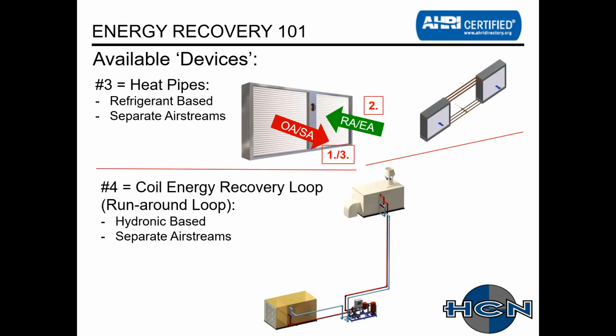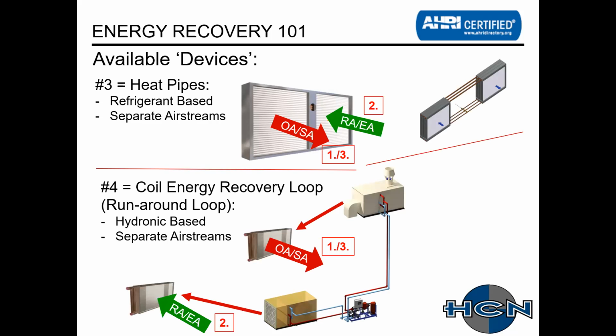And then the other device that we won't really discuss that much today, ASHRAE calls this a coil energy recovery loop. I think it's better known as a runaround loop. These are hydronic based with either water, but most of the time contain glycol for freeze protection. And then once again, there's 2 separate air streams. You have 2 pieces of equipment that have coils in them. One is for your outside air / supply air, and the other one is for your return air. You have interconnecting piping between them.